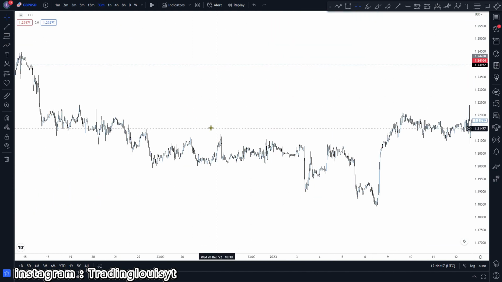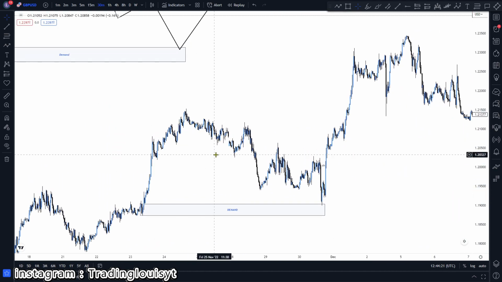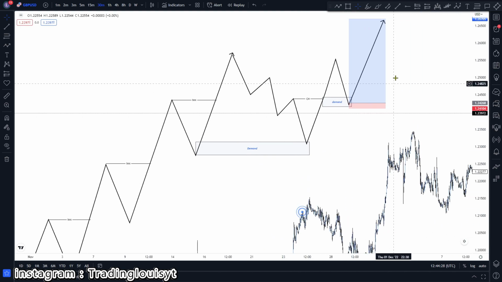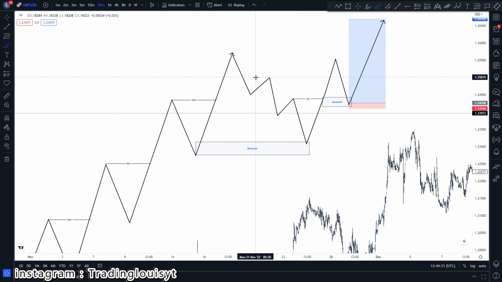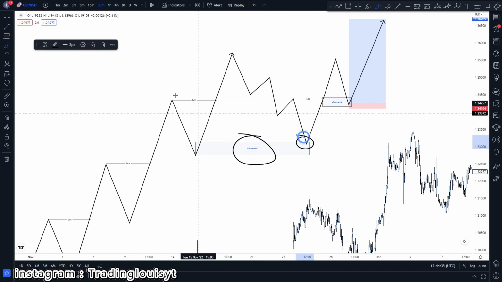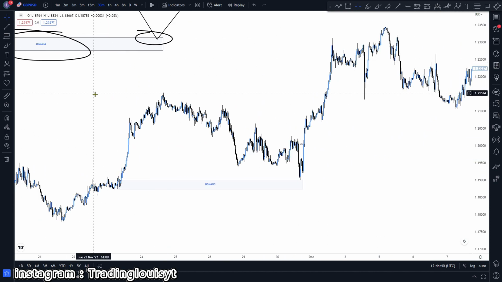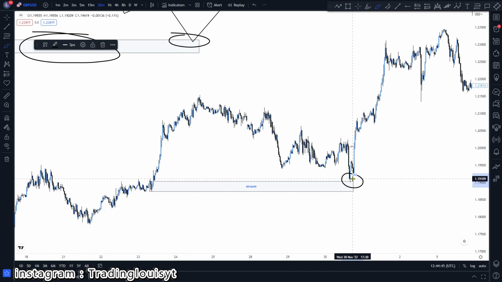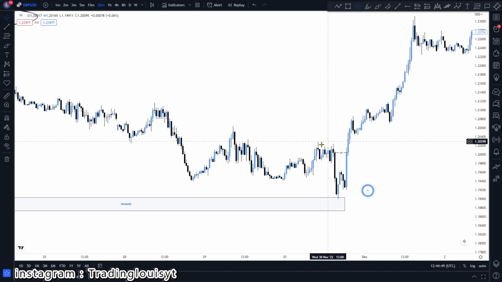So let me go to the 30-minute time frame to show you guys. So we have this downwards movement coming into our demand zone, as I showed you up here. So here we go. This is what I'm showing you. We have this downwards movement right here coming into our demand zone. So it taps into our demand zone. Then we wait for a change in market structure, a change of character.